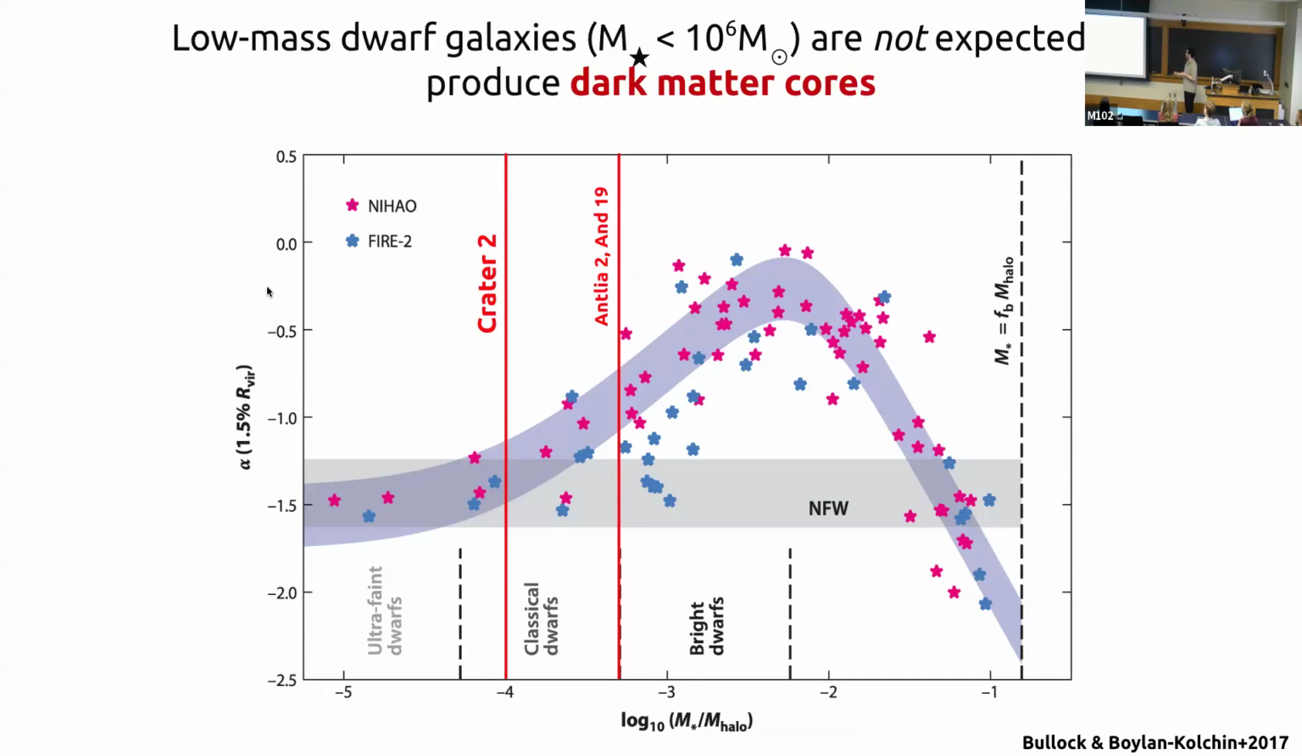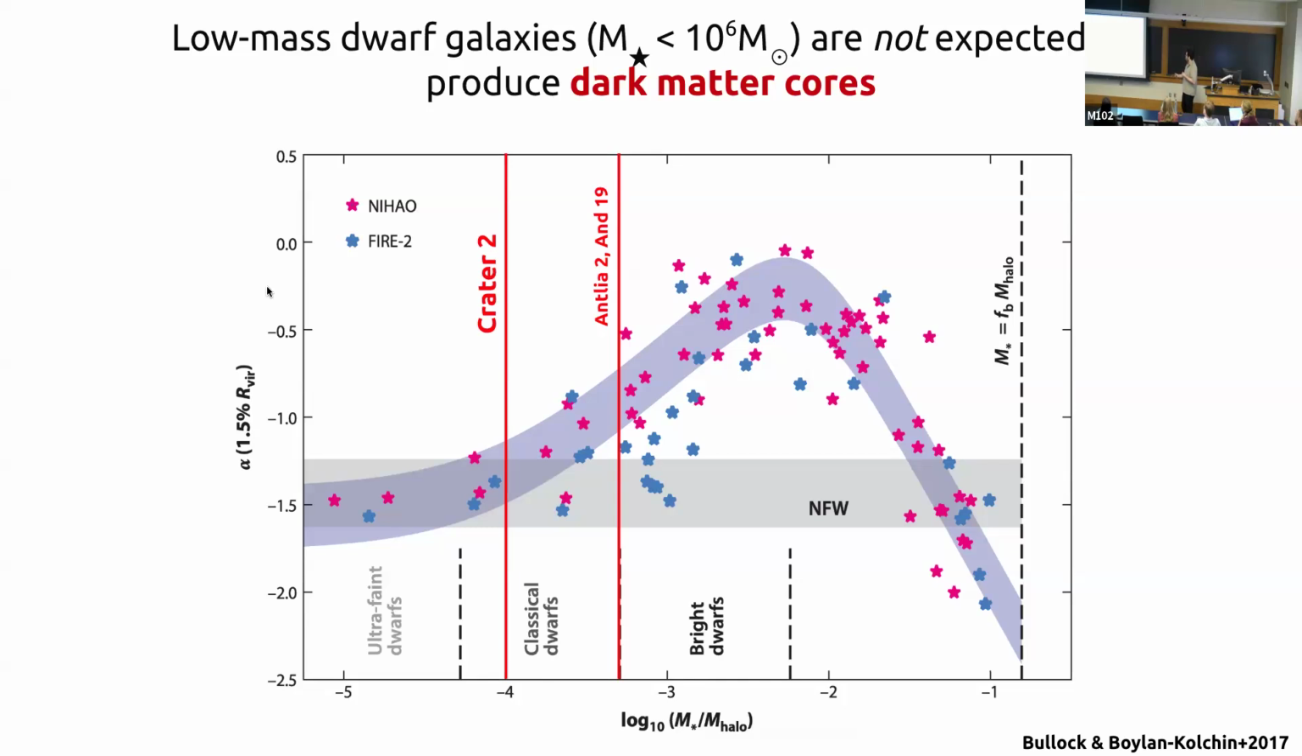What matters right here is that this gray band is the prediction from the Navarro-Frenk-White profile. So the cuspy profile would be the gray band, and the blue band, or all of these little stars right here, these are all galaxies taken from different hydrodynamical simulations. In red are galaxies taken from these NIHAO simulations, and the blue dots right here are taken from the FIRE-2 simulations.